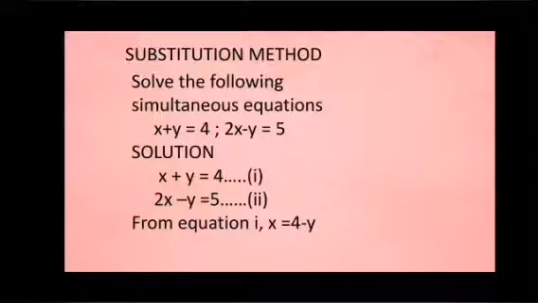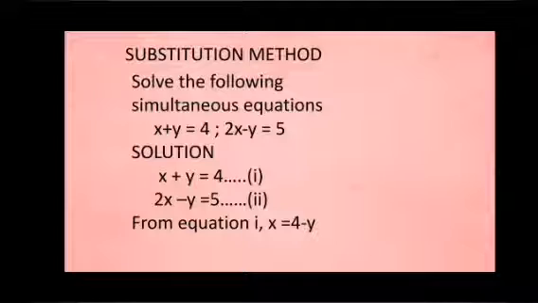We shall be looking at the substitution method. Our question reads, solve the following simultaneous equations. x plus y is equal to 4. 2x minus y is equal to 5. Our solution: x plus y is equal to 4 is our equation 1. 2x minus y is equal to 5 is our equation 2. Here we want to substitute.